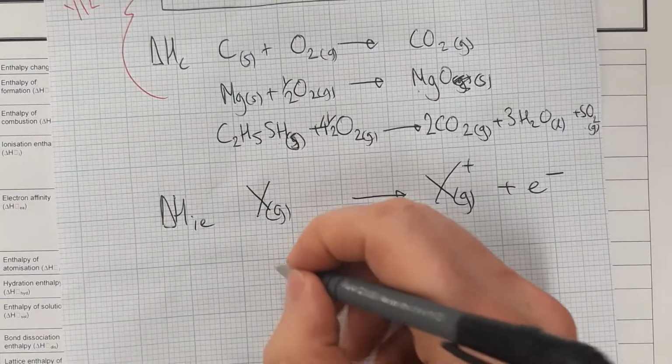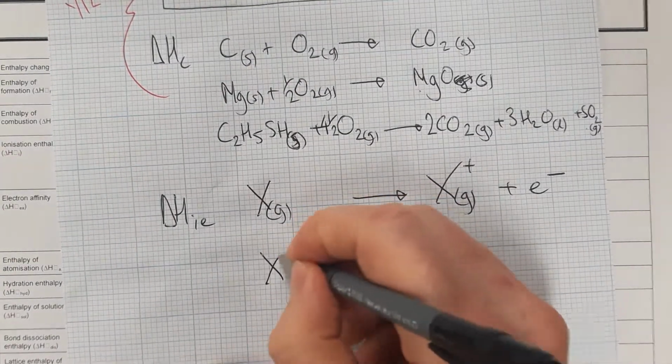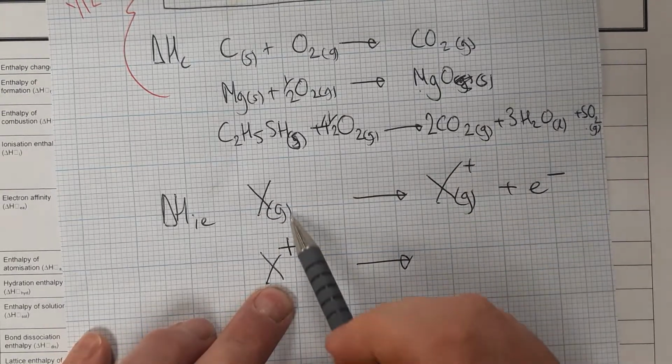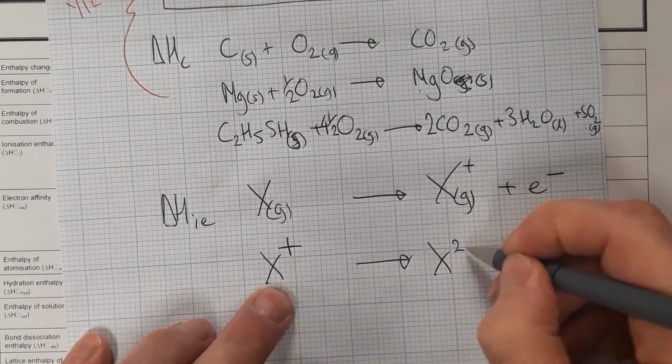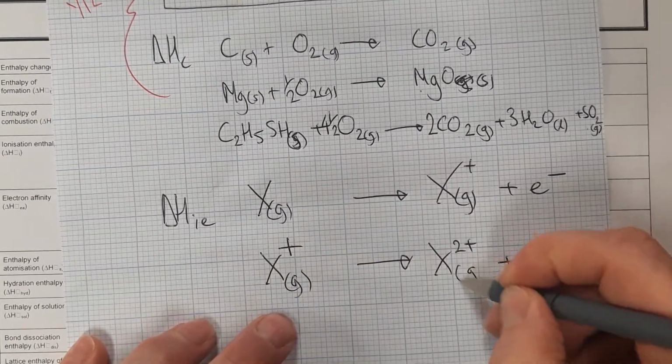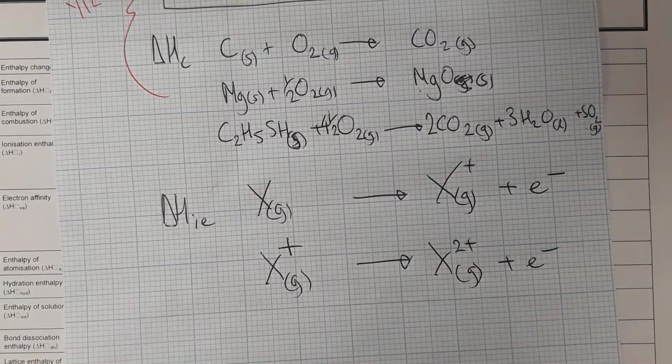All right, so that is another one that you've learnt last year. Second ionization energy. Well, if you had the second ionization energy, it suggests it's already been ionized once. So you go X plus, forming X2 plus and an electron. So that represents, when you put the state symbols in, the second ionization energy. No state symbols, no mark.